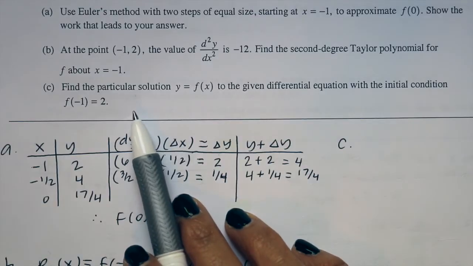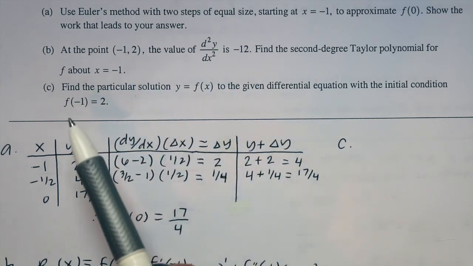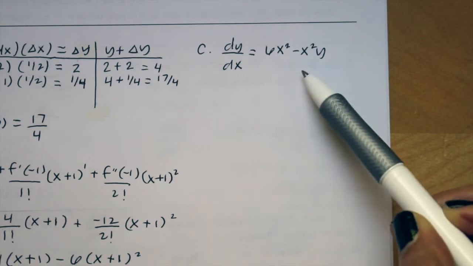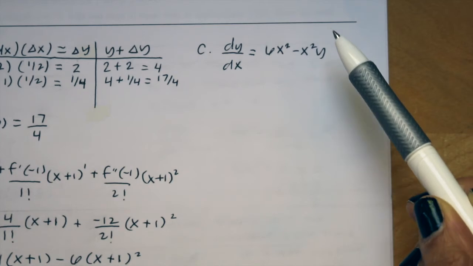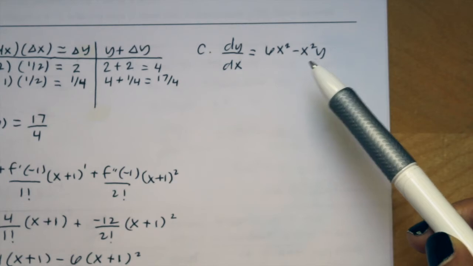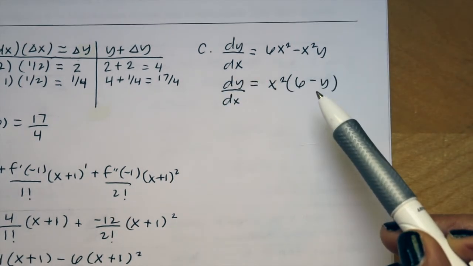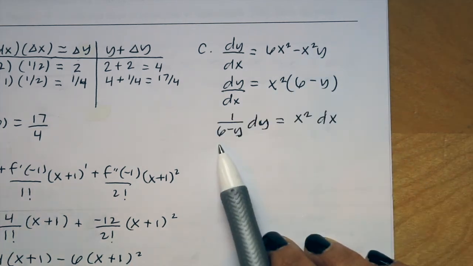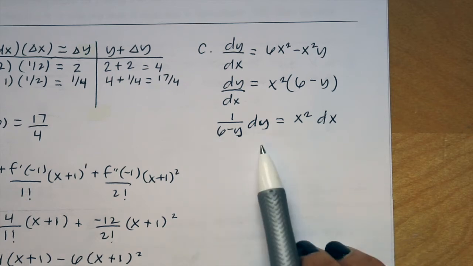Part C says find the particular solution, y equals f of x, to the given differential equation with the initial condition that f of negative 1 is equal to 2. So we're going to start with our differential equation 6x squared minus x squared times y, and we want to separate our variables. You want to leave x's on the right side and you want the y's on the left. So first thing I want to do is factor out the x squared. Now that we have the x squared factored out and we have 6 minus y left, we can divide this expression over to the left side. So we've separated our variables. We have 1 over 6 minus y dy equals x squared dx, and let's go ahead and integrate both sides.